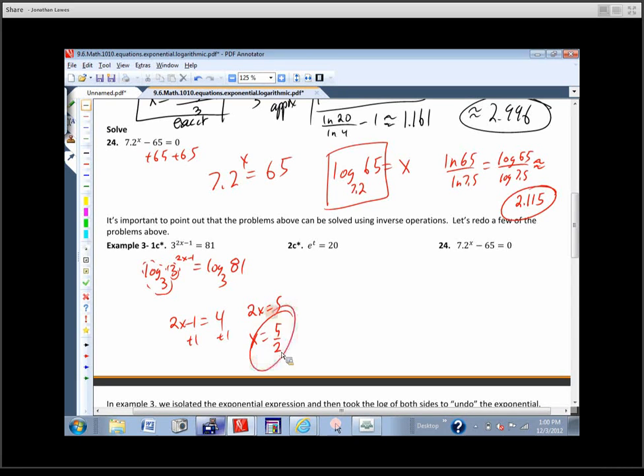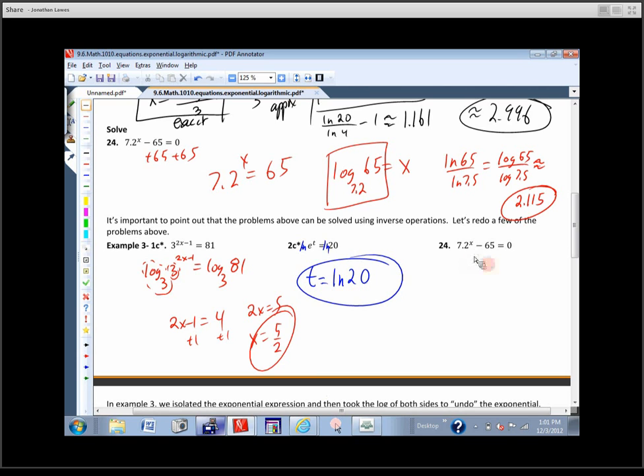Again, you don't have to do it that way, but you should at least be aware that you can do these using inverse operations. So this is exponential base e, right? What's the inverse of exponential base e? Like we were talking about up above. Take the ln of both sides. What do these do to each other? They undo each other. So I get a t on this side and an ln of 20 on that one.